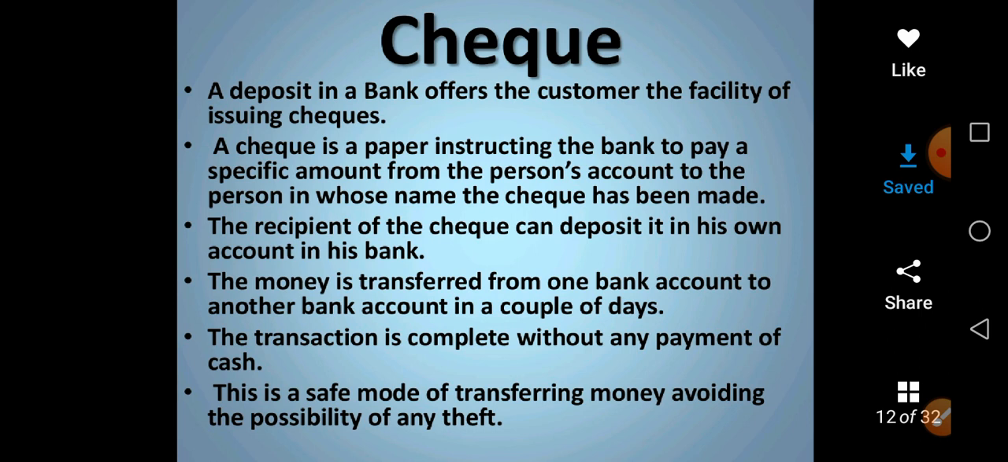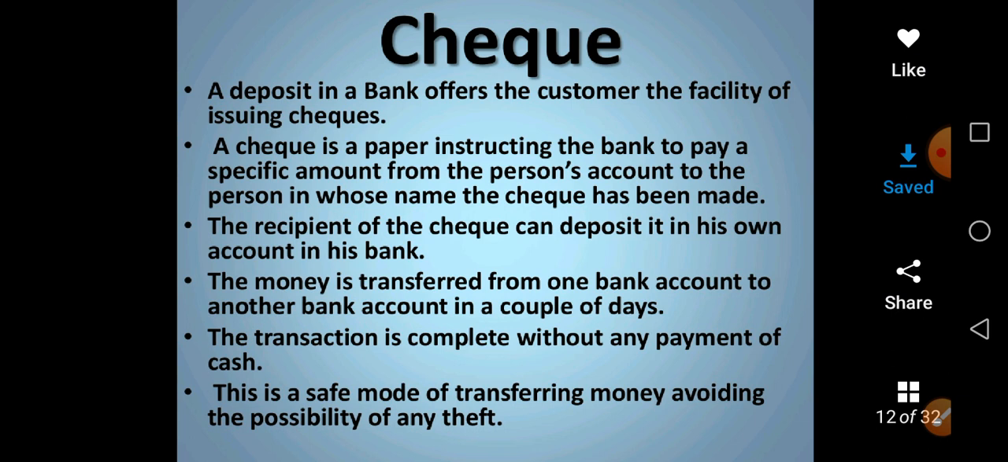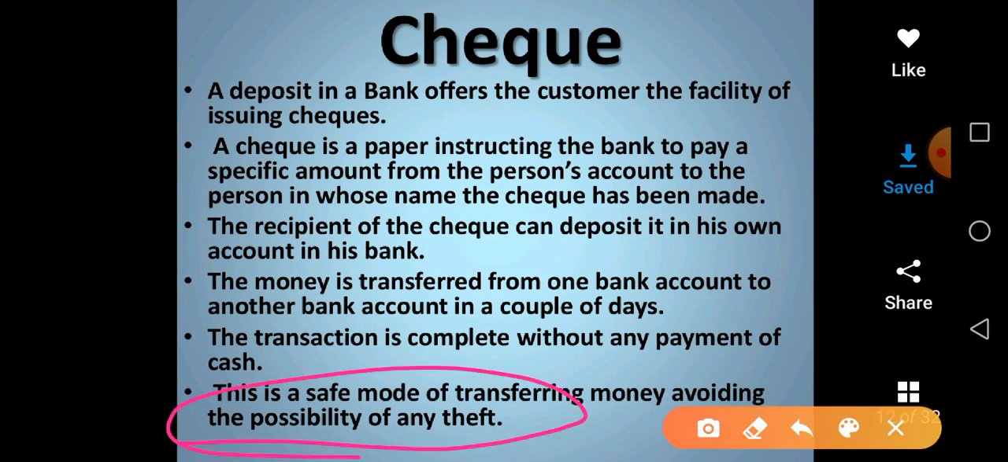Now the transaction is completely without any cash payment. These things happen without payment of any cash. This is the safest mode of transferring money, avoiding any possibility of threat. So it is very safe to exchange our money according to the check system.